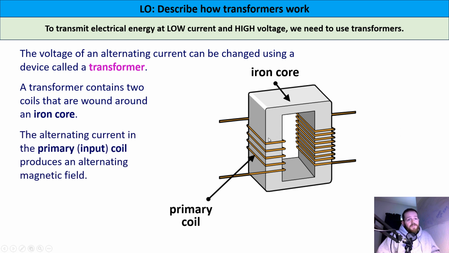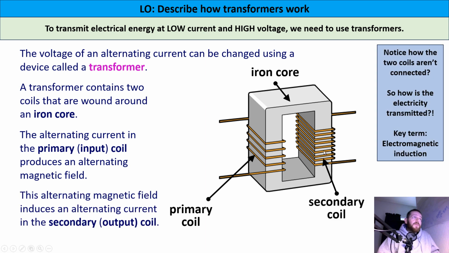So this produces a magnetic field around it. This wire is sat in that magnetic field, so the electrons sat in this wire experience that force as well and start moving backwards and forwards. Okay, and hey presto, I've now just induced an alternating current in my secondary coil. Perfect. Different number of coils on each one though.